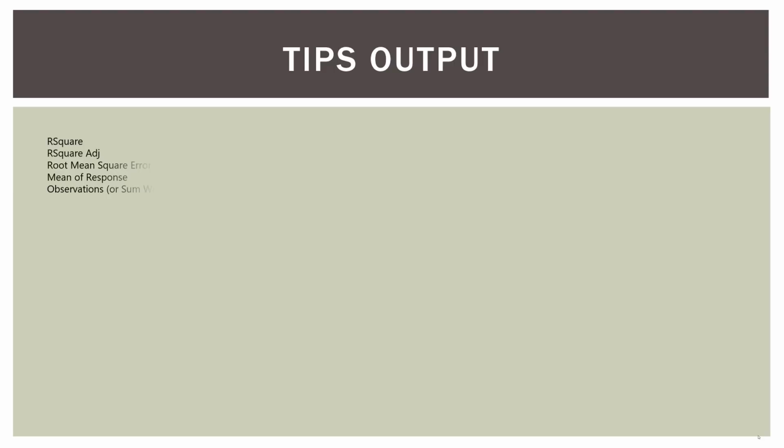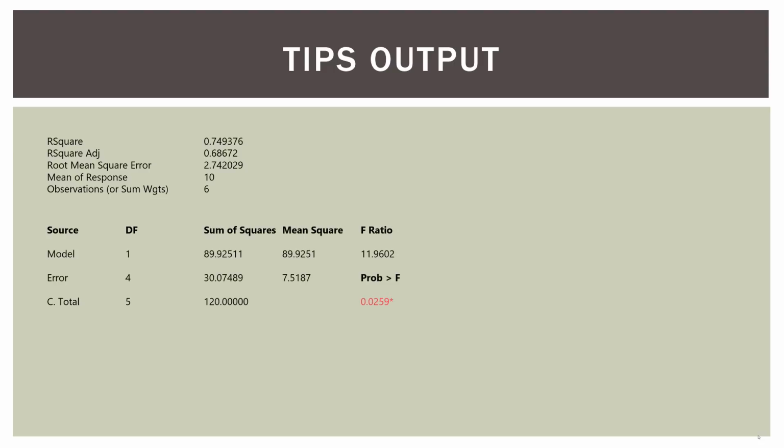So here is the output. When we go ahead and run this in a software package, we're going to get some output, of course. We have an R square of 0.749. The adjusted is a little bit lower because it's more conservative. Our root mean square error, or our standard error, same thing, is 2.74. That's a measure of how well the points fit around a regression model. Then we have the mean and the observations. The mean y, which is $10, and the observations are 6.